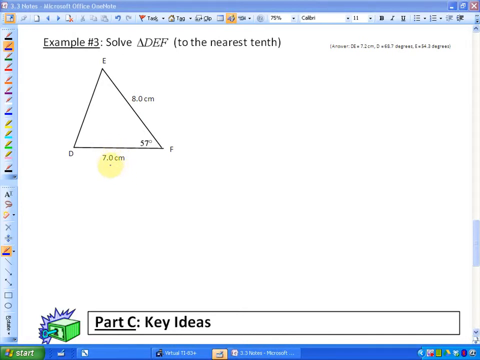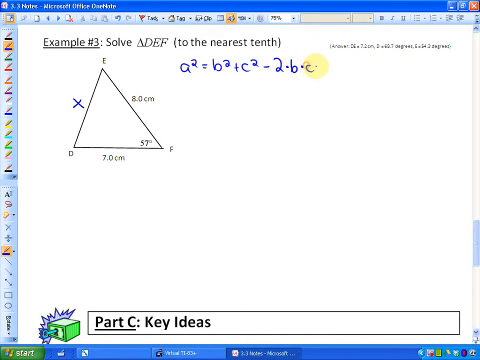In this particular question, we're given two side lengths and the contained angle. In that case, the only thing we can solve for is side DE using the cosine law. So if we look at the cosine law here, a squared is equivalent to b squared plus c squared minus the product of 2 times b times c times the cosine of A.